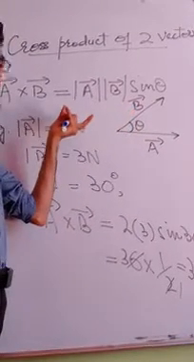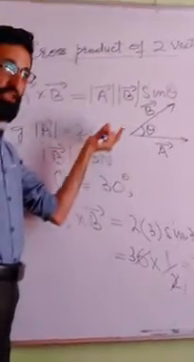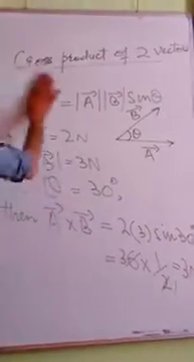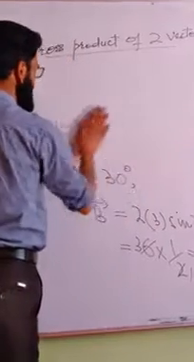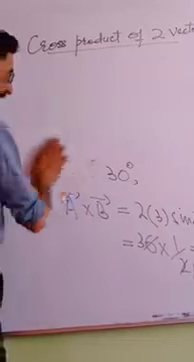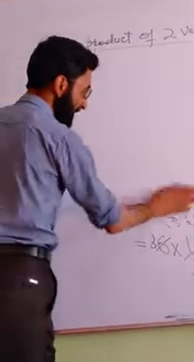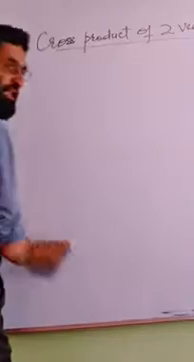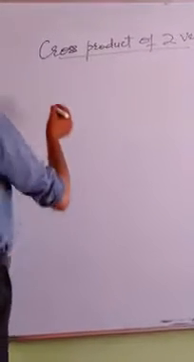Now we will discuss cross product of two vectors in terms of their rectangular components. We take again an example. We take vector A and vector B. Now the acute angle between the two vectors is not given. However, vector A and vector B are given in terms of their rectangular components.